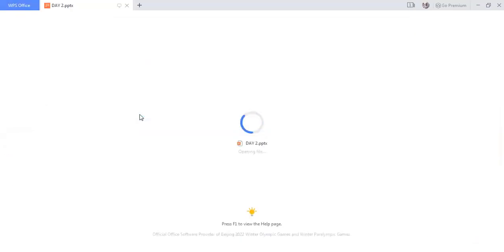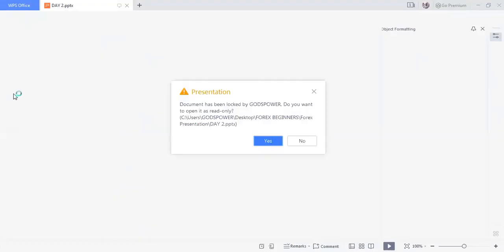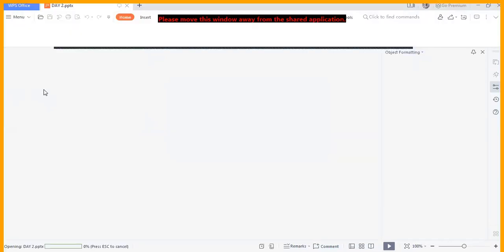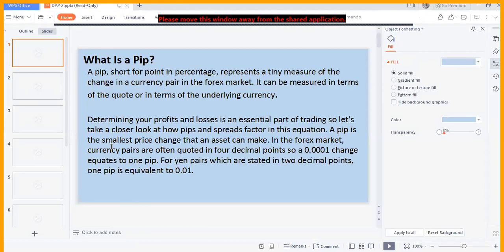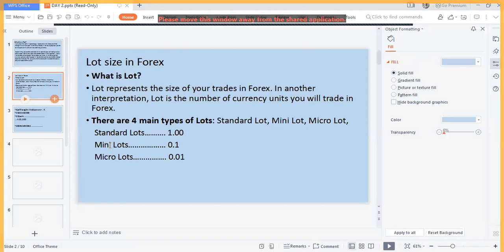The next one I'd like to talk about is lot size. What is lot size? Lot size represents the size of your trade in the forex market. I repeat, lot size represents the size of your trade in the forex market. Lot size is very, very simple.